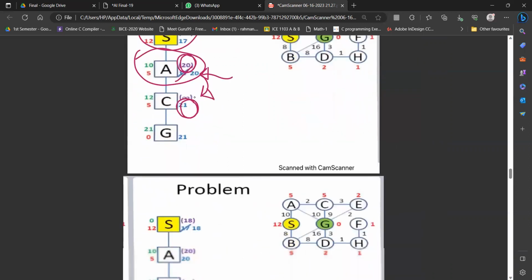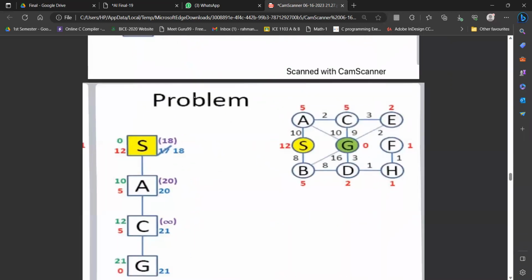And among the F value of the child of S, which is the F value of A, 20, and the node that has been deleted, the child node that has been deleted, its F value 18. Which one is smaller among 18 and 20? 18, right? So 17 is replaced with 18.